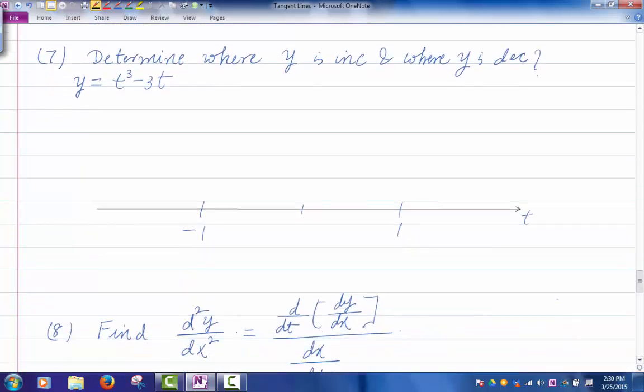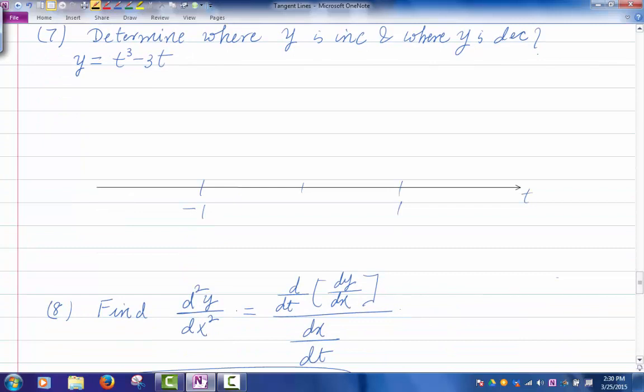But let's get some help from Calc 1. Okay, so in Calc 1, what did we do? Well, you have y, you look at the derivative of y as a function of t, and what is that? 3t squared minus 3, and you want to know when is this derivative 0, right? To find the critical points.